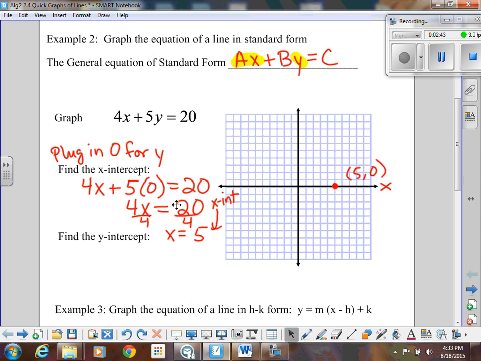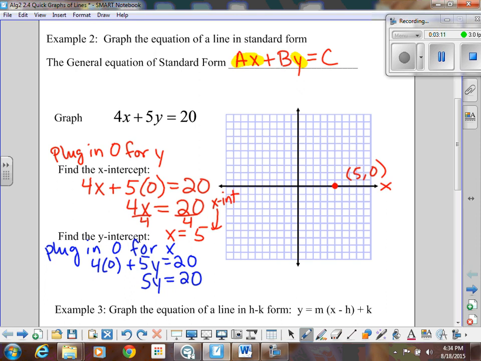All right, now we're going to do the same thing, but for the y-intercept. So for the y-intercept, I'm going to plug in 0 for the x, or you could cover up the x part. So if I plug in 0 for x, I get 4 times 0 plus 5y equals 20. So you can see again, 4 times 0 is 0. That's why you can cover that up. And that leaves you with just 5y equals 20. So to solve for y, we just divide both sides by 5, and that gives me y equals 4.